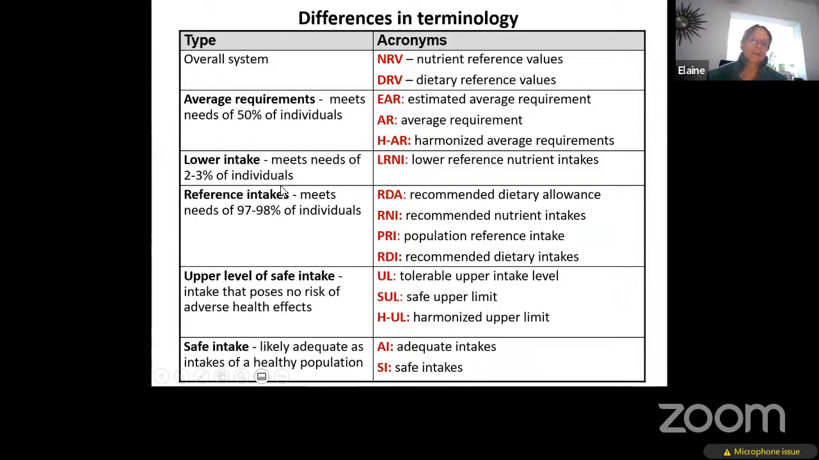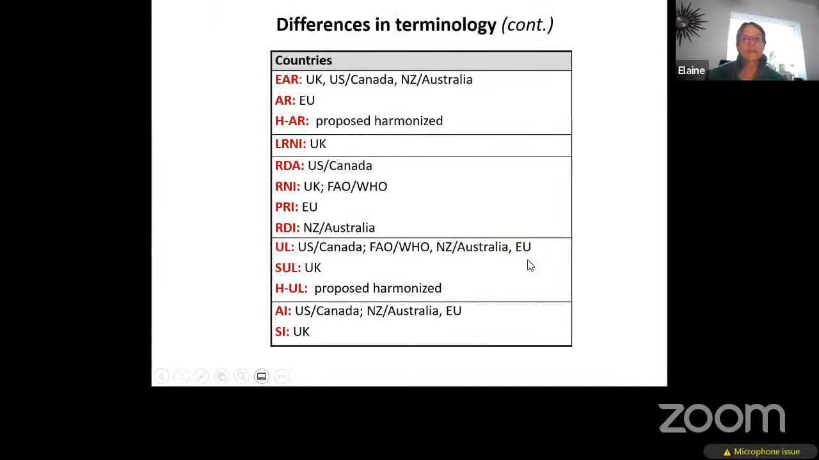And the lower intake meets the needs of 2 to 3% of individuals, but not more than that. Reference nutrient intakes, you've got the recommended dietary allowance, recommended nutrient intake, population reference nutrient intake. So again, the key thing here is that these are different terms for exactly the same thing if you're seeing it in the literature. And this just gives you an idea of the countries where these different terms are used. So the estimated average requirement, for example, is in the UK, US, New Zealand, Australia. The average requirement is by the European Union. Harmonized average requirement is just a proposed harmonization, etc. So this gives you an idea of where some of these terms are used.